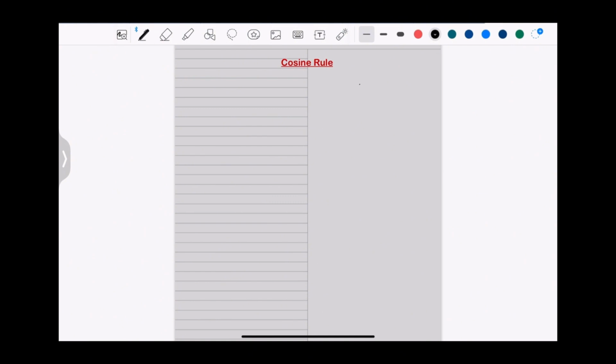Okay, so let's say we have a triangle ABC. Calling the side opposite to angle A small a, this small b, and this side small c, and it's not a right angle triangle. The cosine rule states that a squared is equal to b squared plus c squared minus 2 times b times c cos of the angle opposite to the side that you're trying to find.